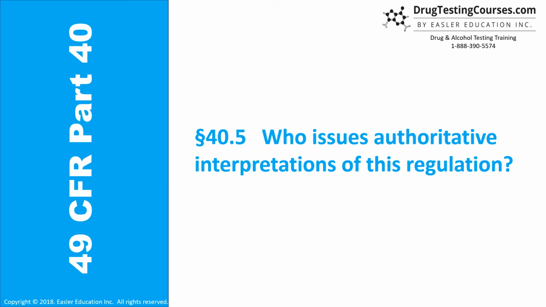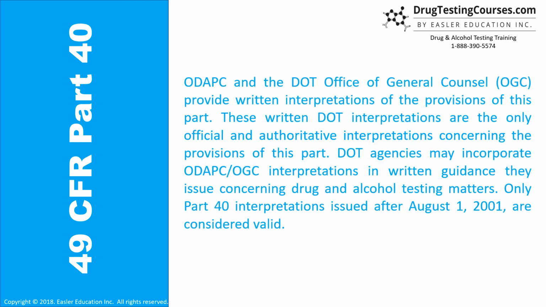Section 40.5. Who issues authoritative interpretations of this regulation? ODAPC and the DOT Office of General Counsel, OGC, provide written interpretations of the provisions of this part. These written DOT interpretations are the only official and authoritative interpretations concerning provisions of this part. DOT agencies may incorporate ODAPC and OGC interpretations in written guidance they issue concerning drug and alcohol testing matters. Only Part 40 interpretations issued after August 1, 2001 are considered valid.